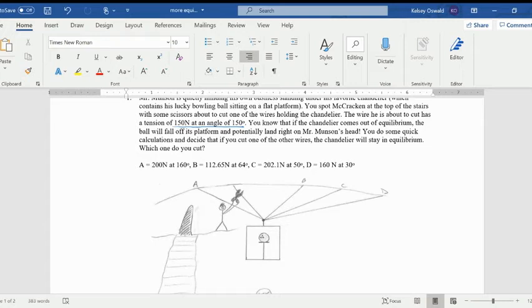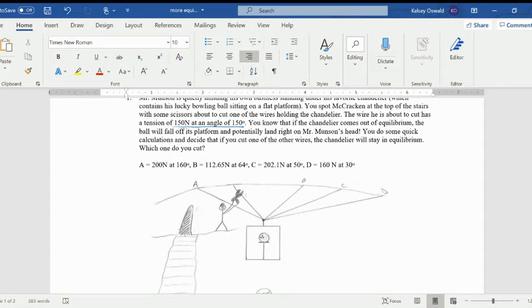so that when we cut that 150 newton wire, our bowling ball remains in equilibrium. So we want to see which component, A, B, C, or D, will effectively cancel out us cutting the 150 newton wire, so that we remain in equilibrium.